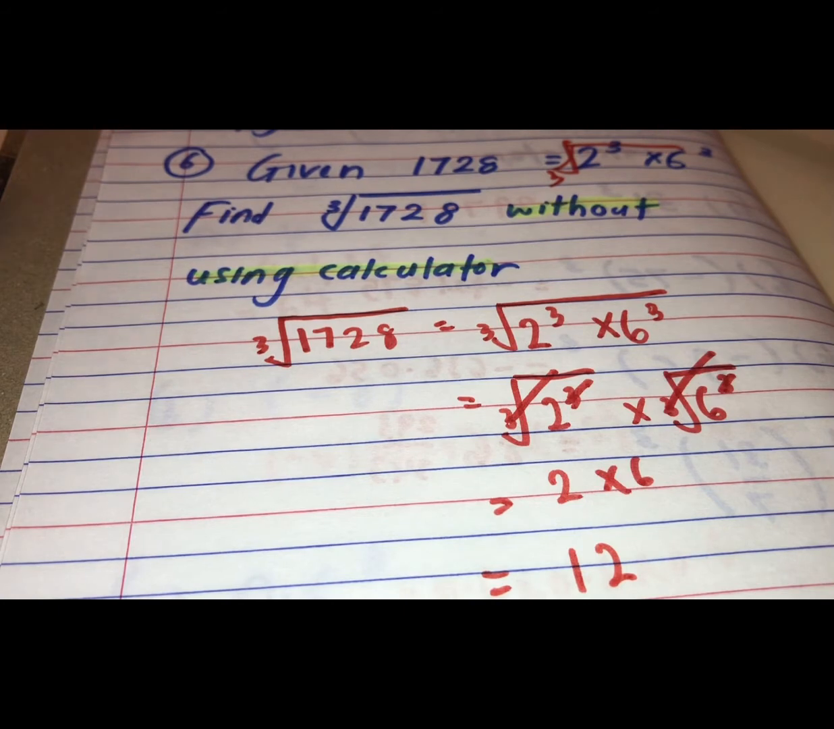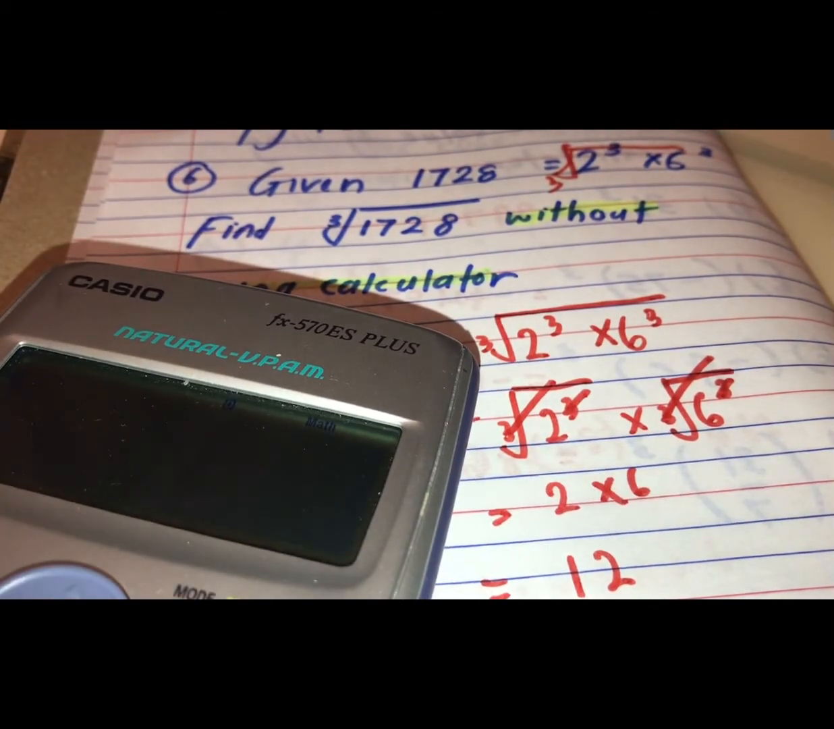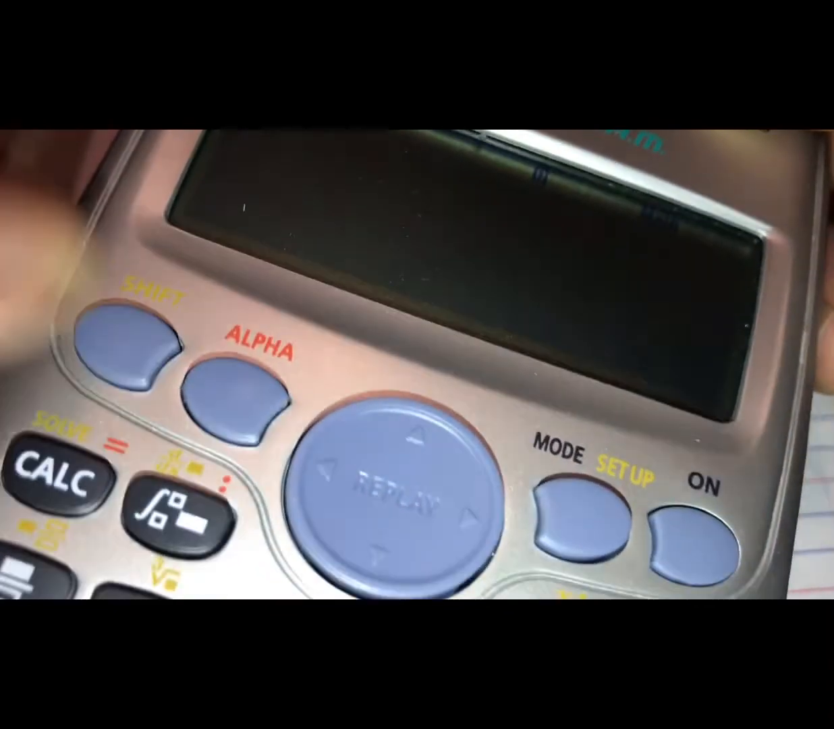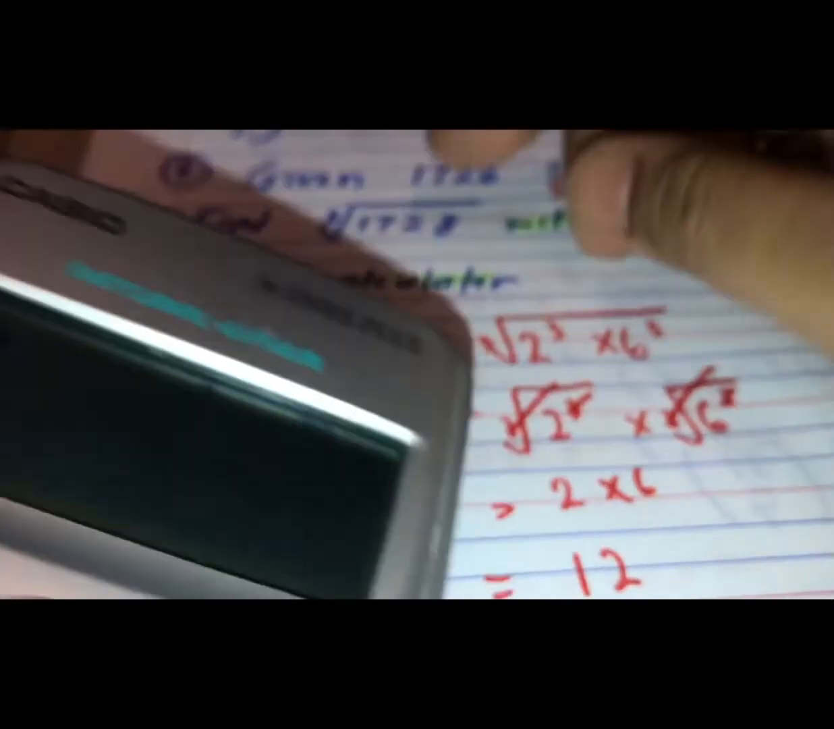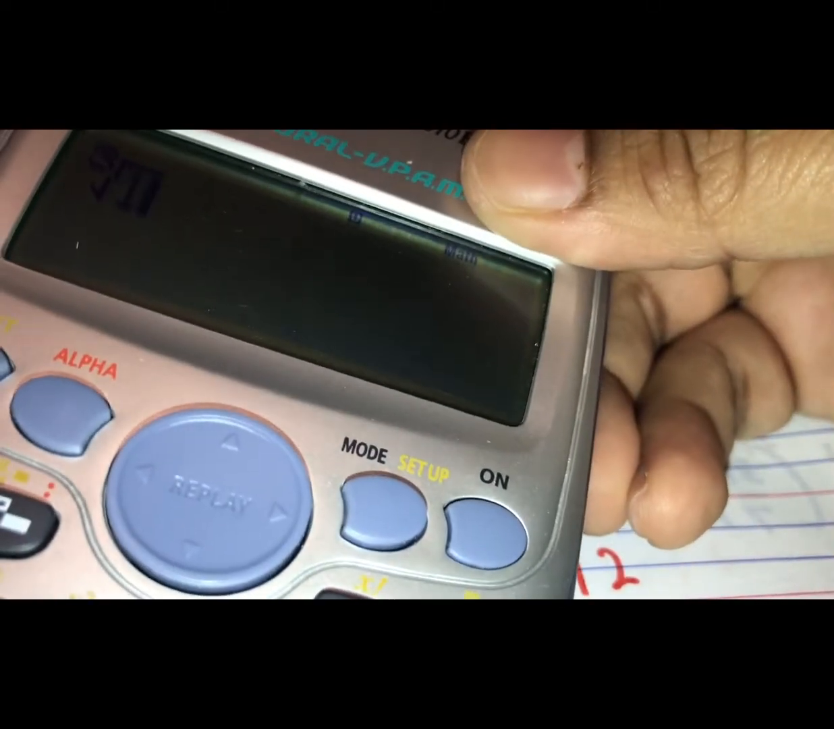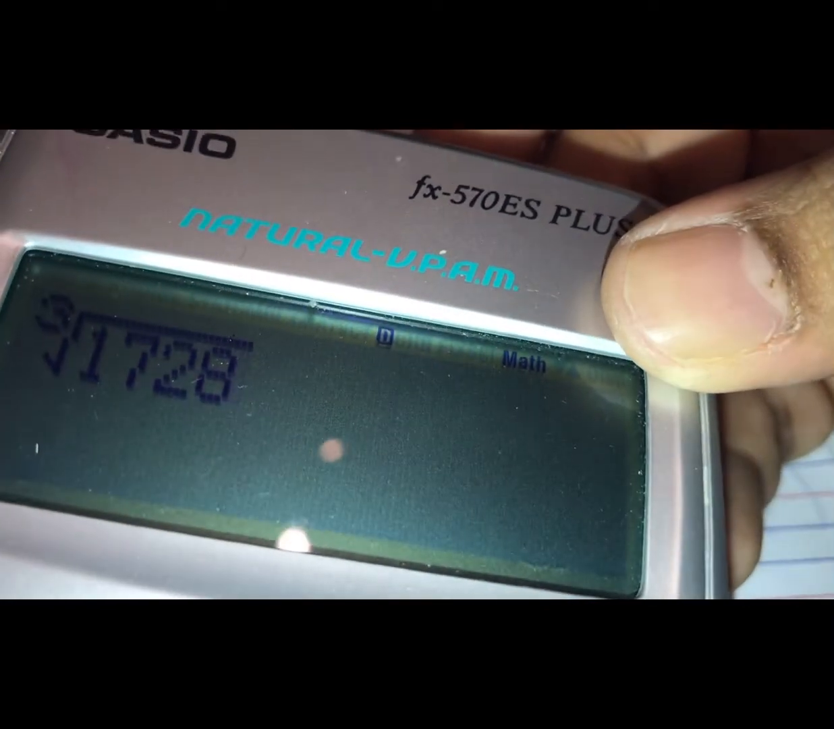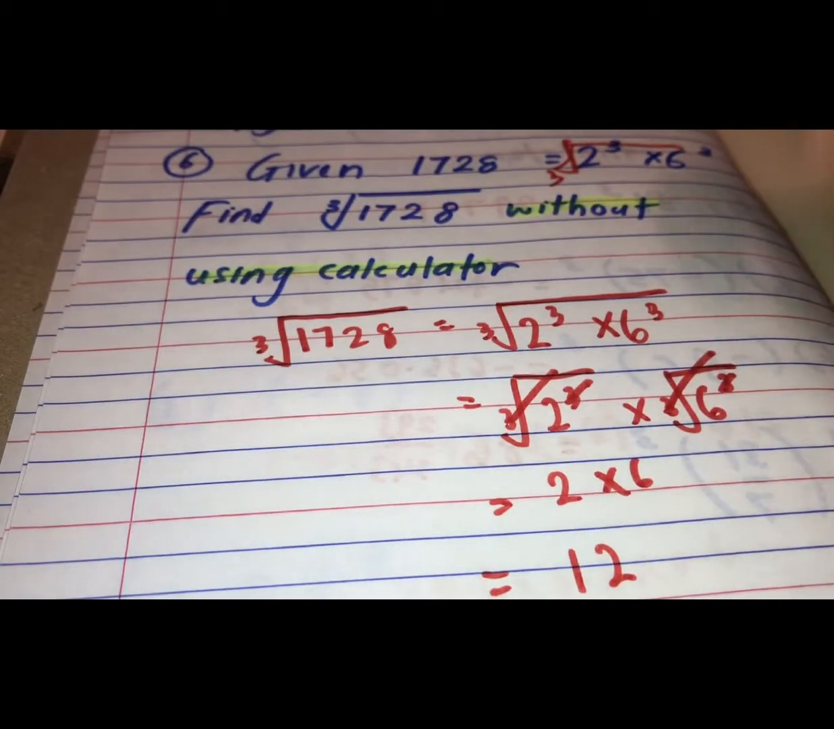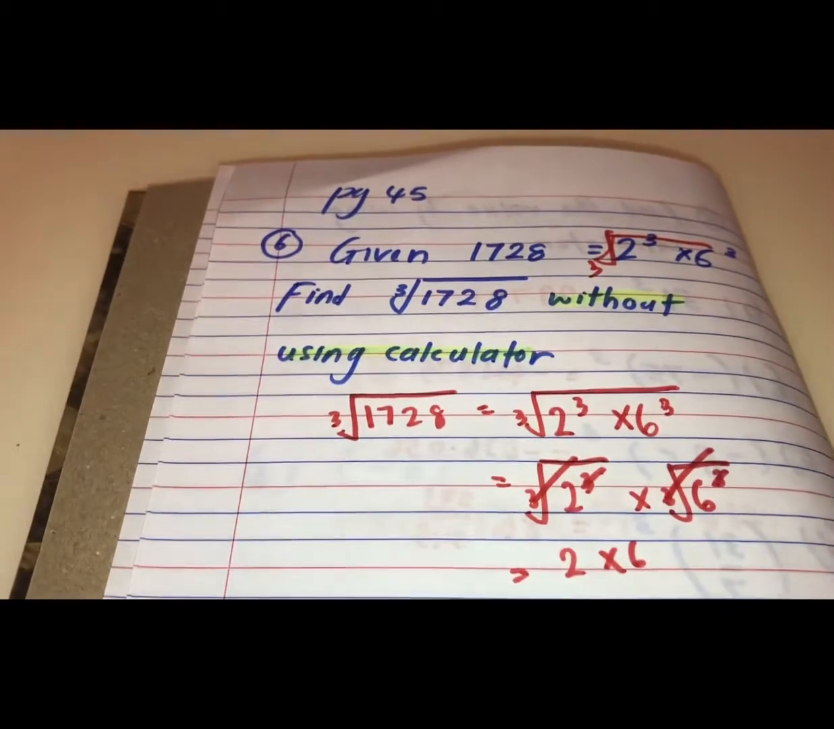To check whether your answer is correct or not, you can try cube root. If you want to press cube root, you must press shift. Shift and this cube root. You press 1728. This is the check. Look, the answer equals 12. So finished for question 6, page 45.